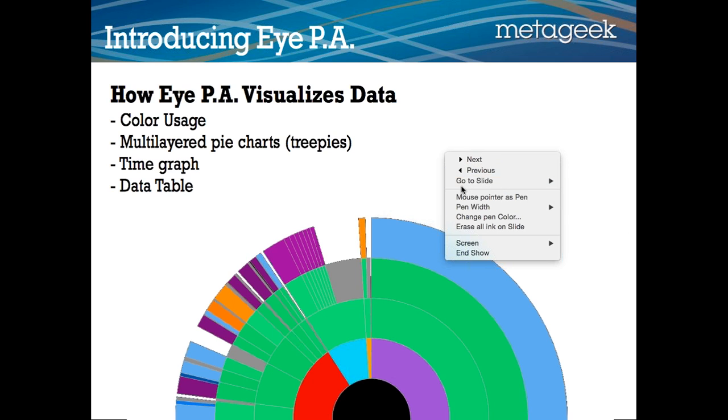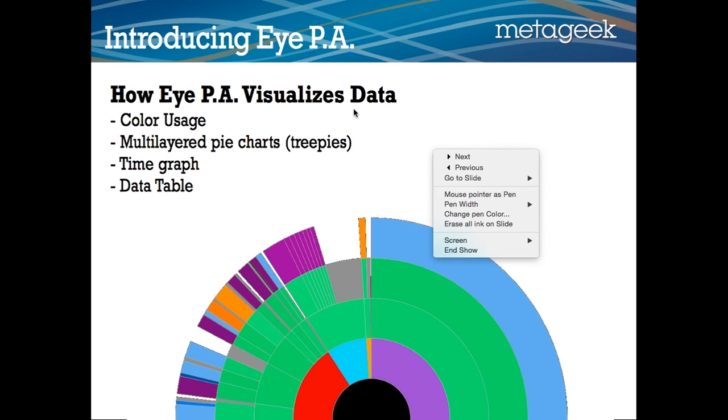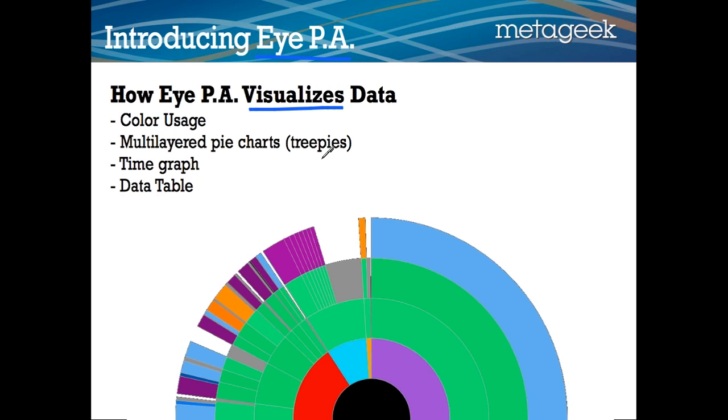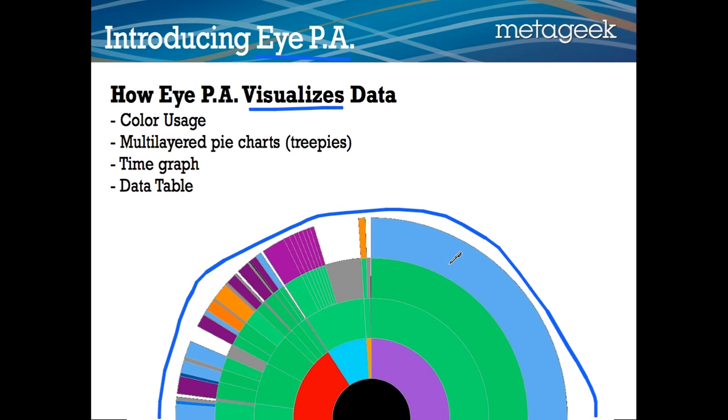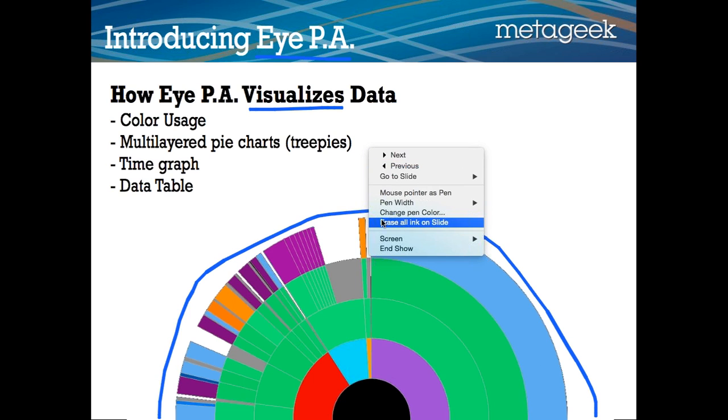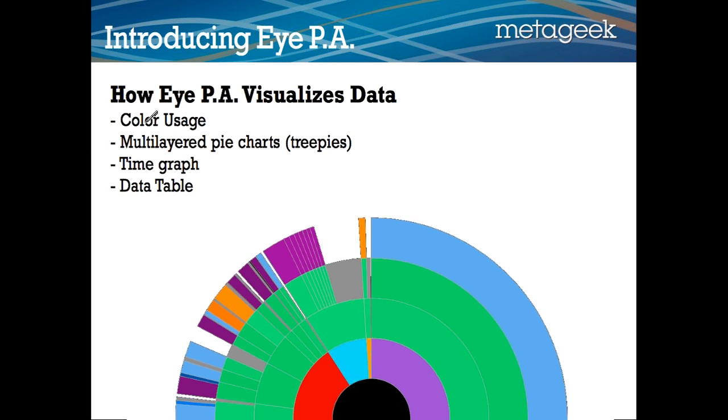And that's when we came up with this tool called Eye P.A. Eye P.A stands for Eye Packet Analysis because it's a visual packet analysis tool. And we use multi-layered pie charts in it that kind of look like an eye, and our developers also really like beer. So we visualize data in Eye P.A through different colors.